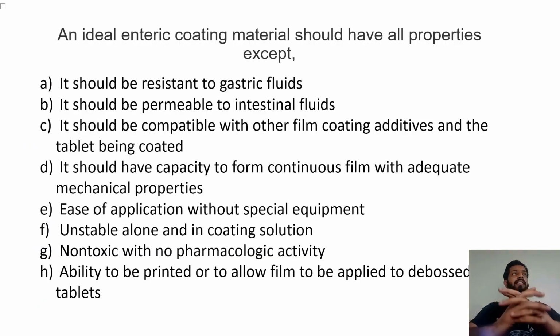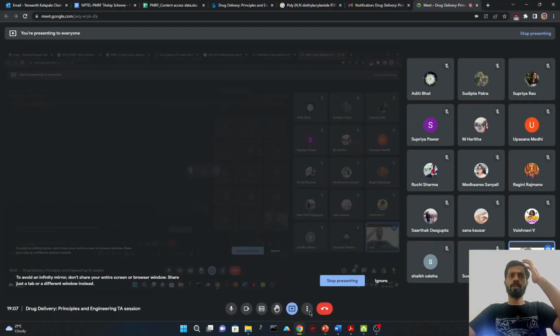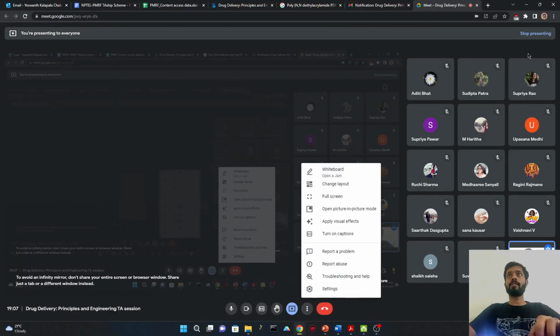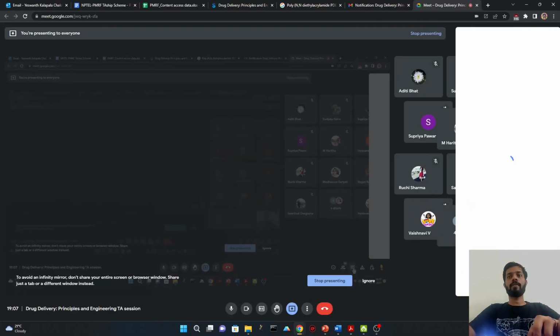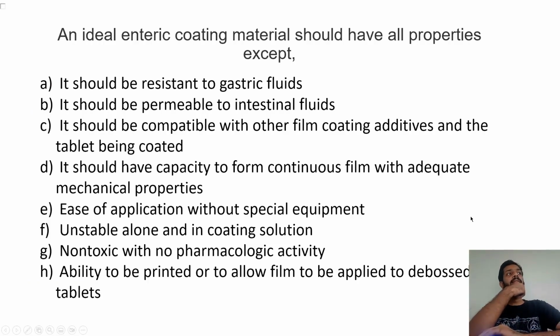Yeah. So they're asking which of the following is not an ideal enteric coating material's property. Any guesses? I think someone just posted in the chat. I'm not able to see the chat, so just unmute yourself and answer or ask if you guys have it. Yeah, so let's go through the options one by one.